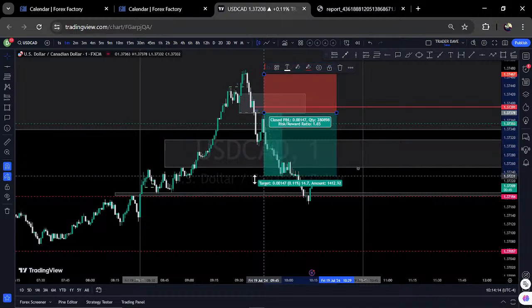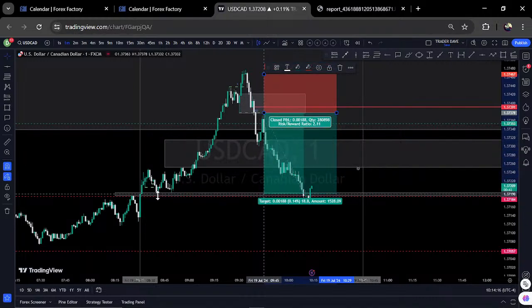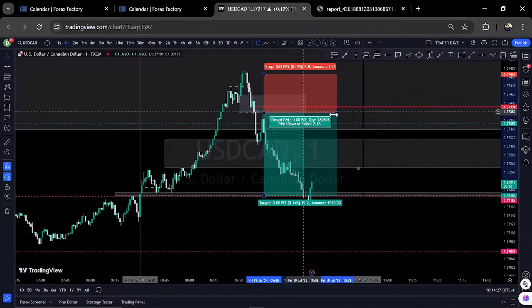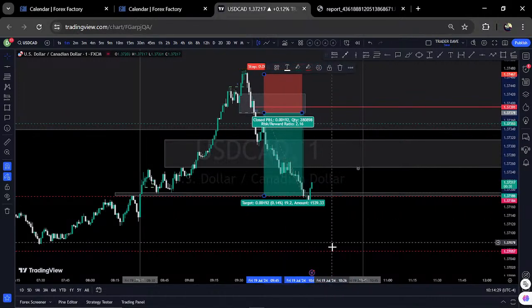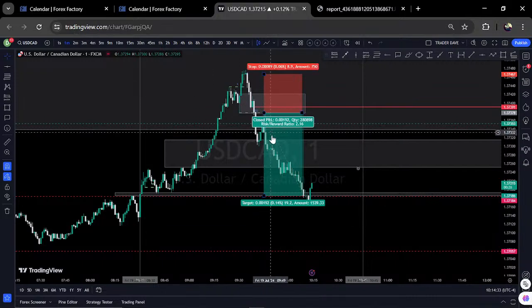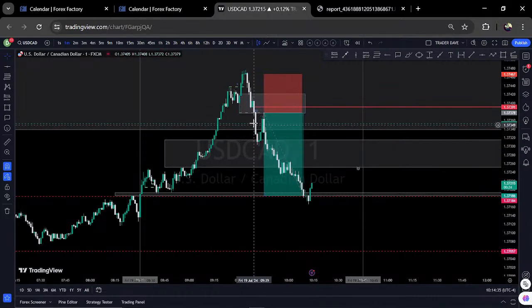Down to here, down to the end of this. This is a nice one to two trade. A nice one to two trade. So you can see these are all stalling trades.